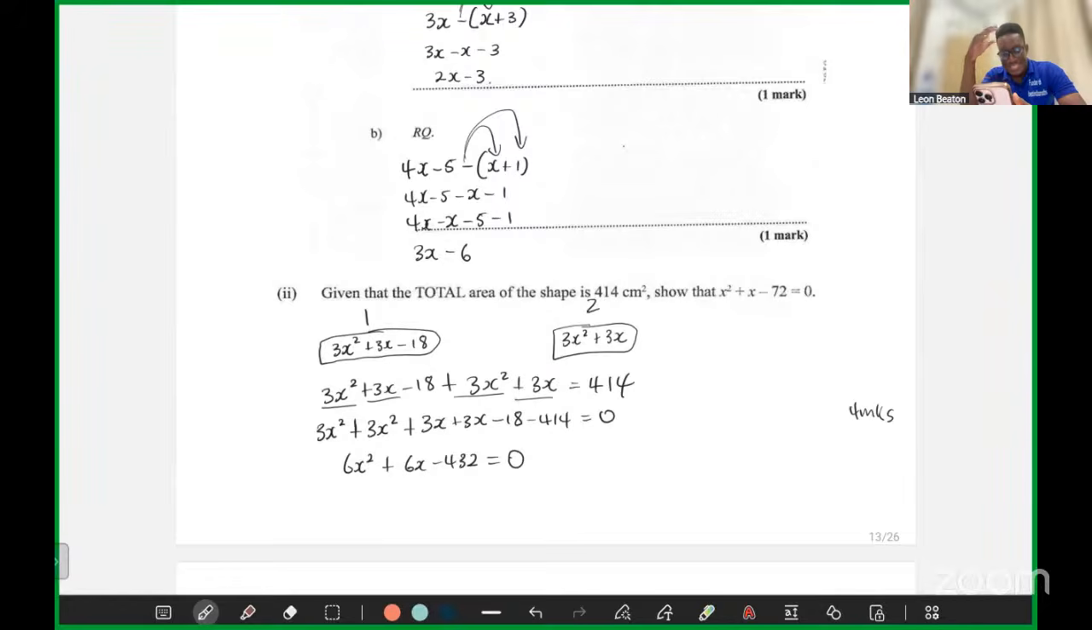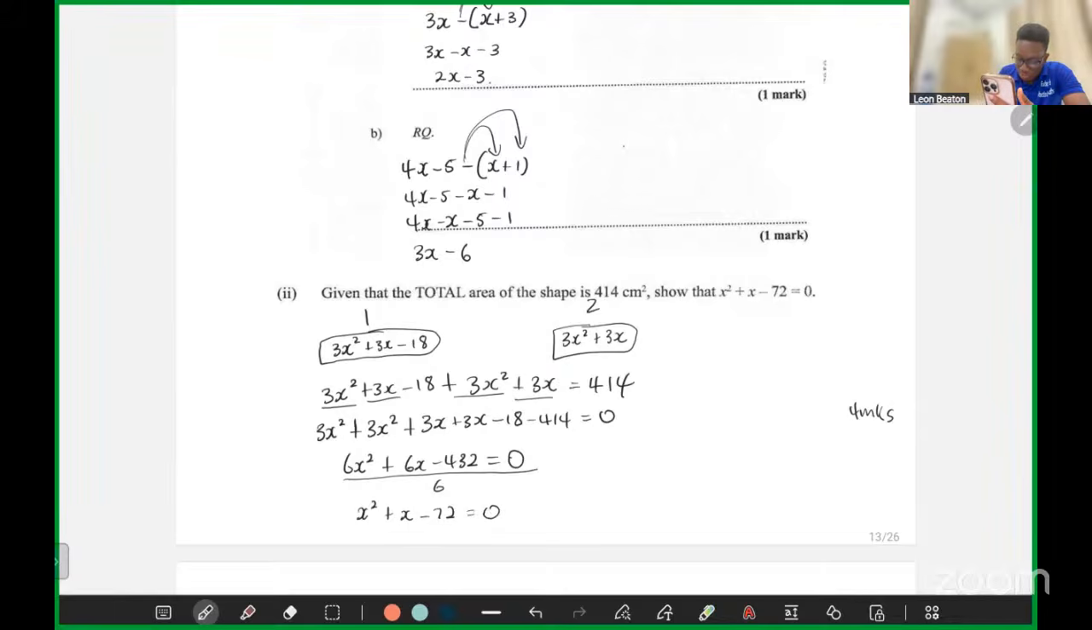So I see Limpy Zim says divide by 6. We divide everything by 6, right? So 6x squared divided by 6 will give us x squared, plus 6x divided by 6 will give us x. Negative 432 divided by 6 will give us negative 72. And 0 divided by 6 will obviously be 0.